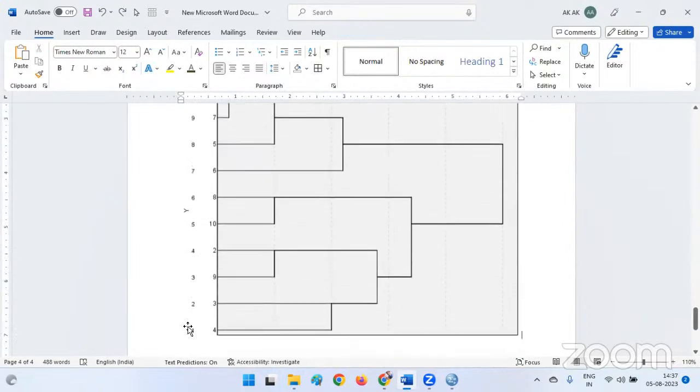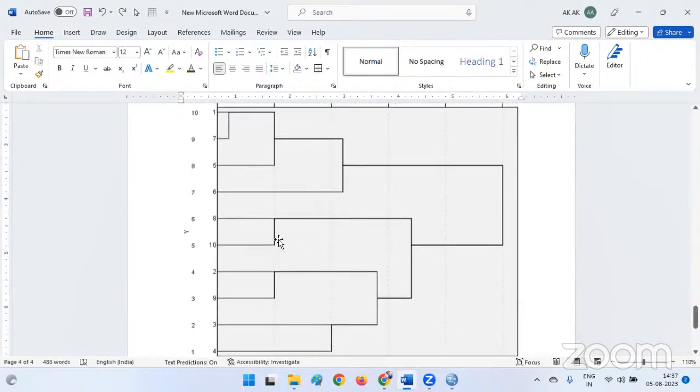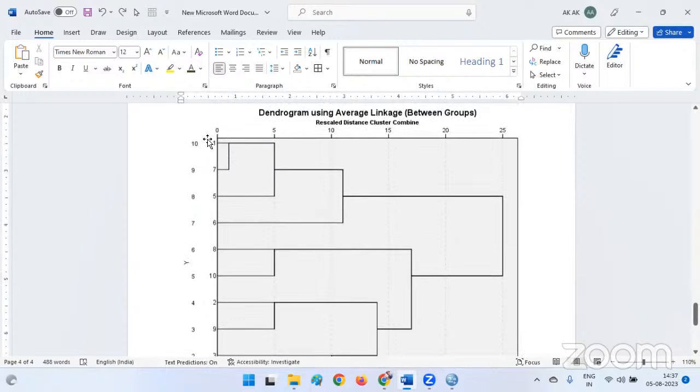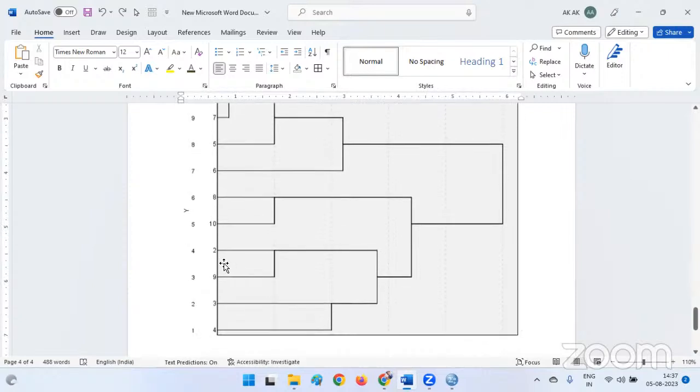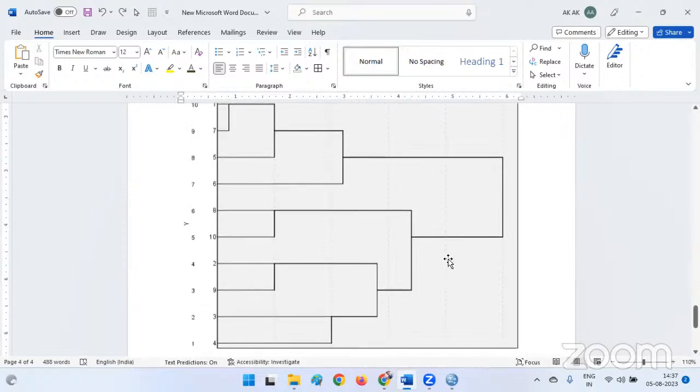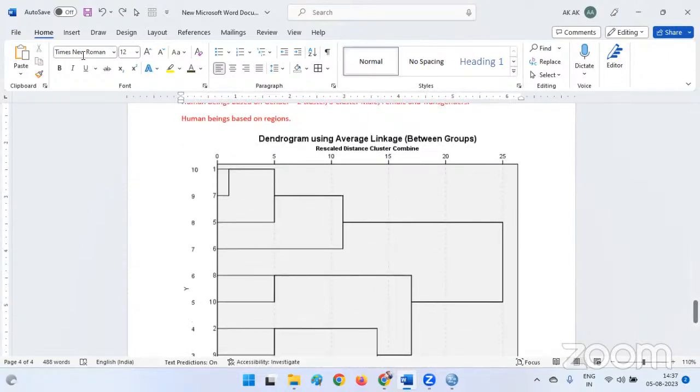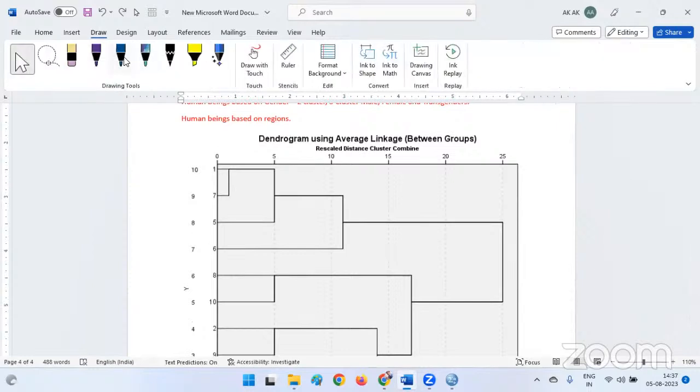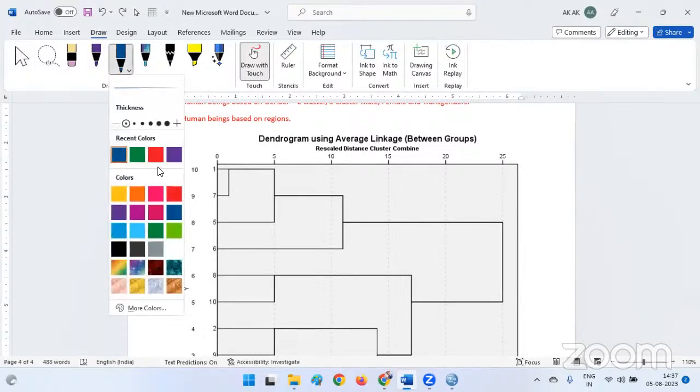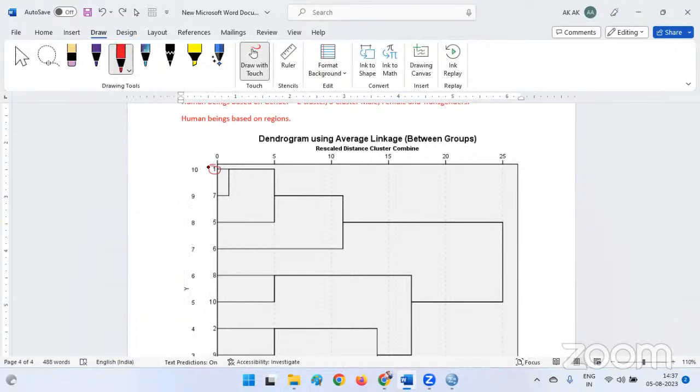So this is a sequence. This is a serial number 1, 2, 3, 4. Now, these are the data points 1, 7, 5, 6, 8, 10, 2, 9, 3, and 4. We see that the data points number 1 and number 7 are very proximate to each other. 1 and 7 are very close to each other.